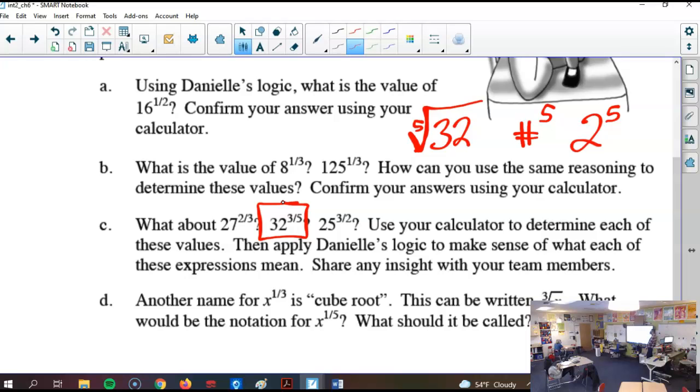Now wait, does order matter here? If I'm going in order, wouldn't I go top down? So what if I do 32 and cube it, and then take the fifth root of it? Do I get the same answer? Well, let's see. You should. Cube it and then take the fifth root, or do the 1/5 power.